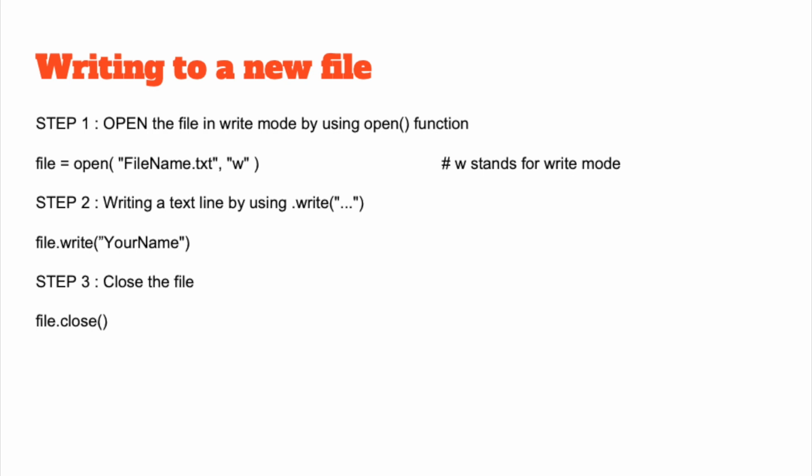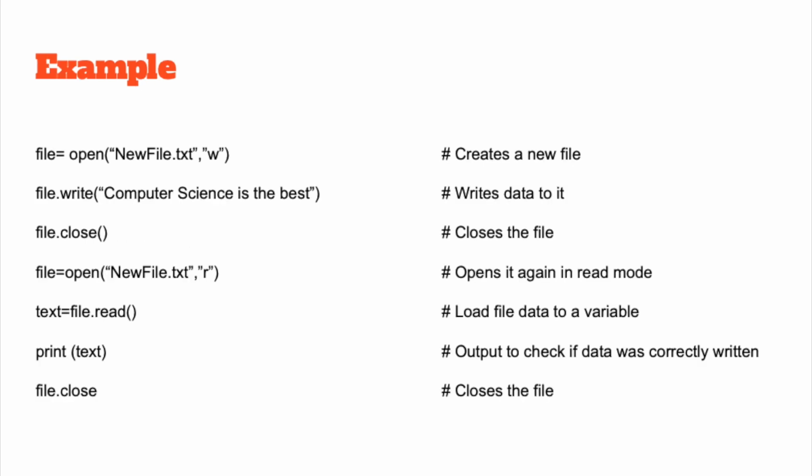Step two is we're going to write whatever we want to write. So file.write, whatever string or variable in the brackets, that's going to be written to the file. And step 3, we close the file so that another process can't access it. That's all there is to writing a file. Here's an example on screen.